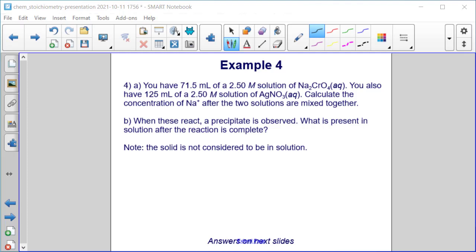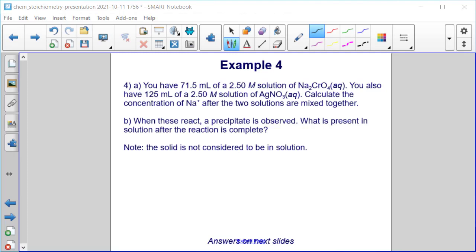All right, here's example 4. Part A, you have 71.5 milliliters of a 2.5 molar solution of Na2CrO4. You also have 125 milliliters of 2.5 molar solution of AgNO3. Calculate the concentration of Na+ after the two solutions are mixed together.